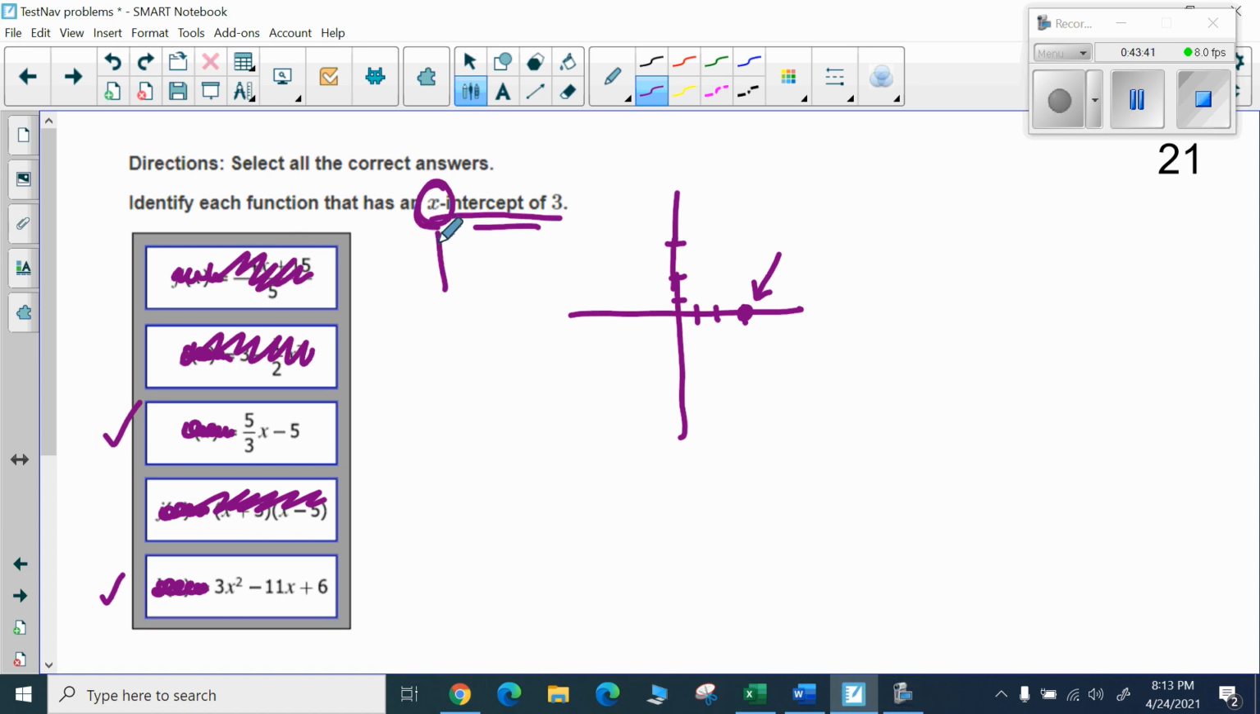Oh, you guys, be very careful that you don't get fooled like I do. We've been talking about equations so much. We've been talking about the y-intercept, but this one is asking about the x-intercept, and I almost got majorly fooled. So be very, very careful.